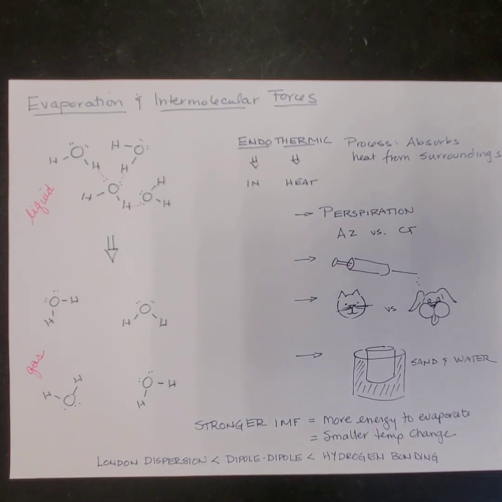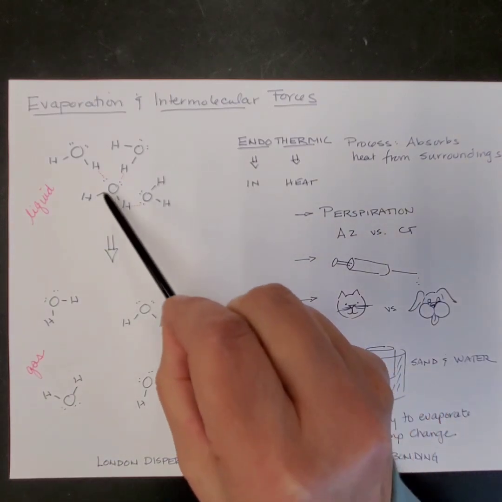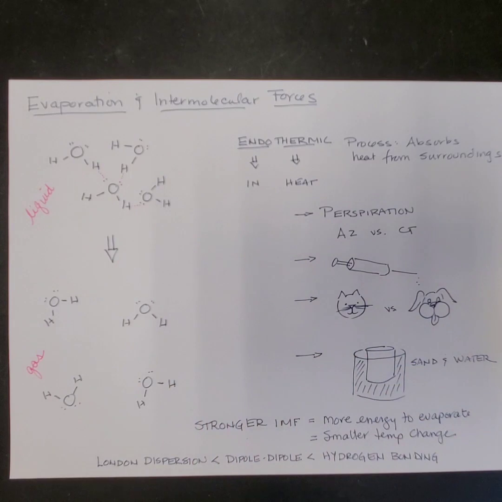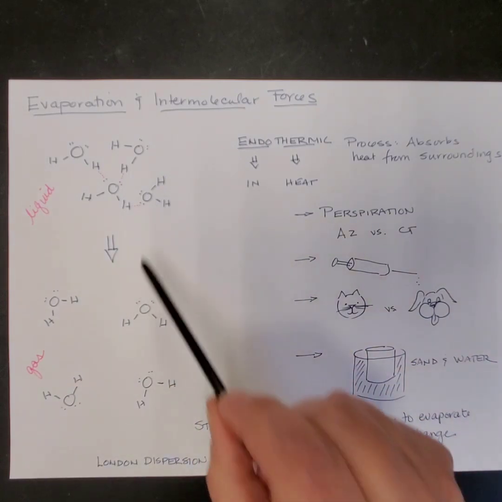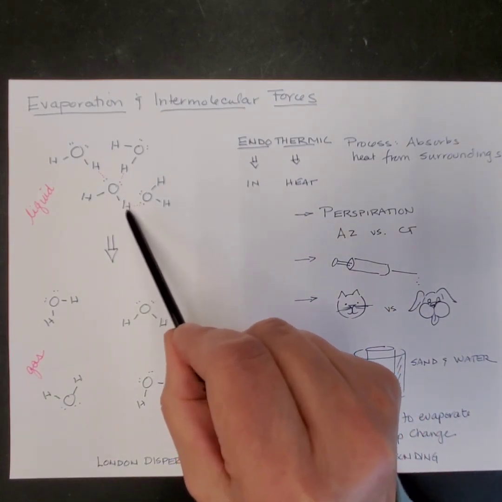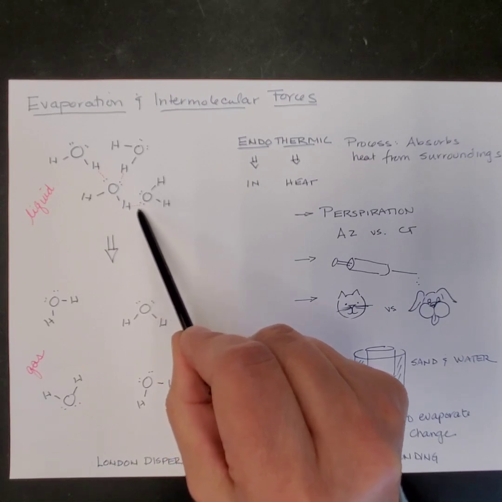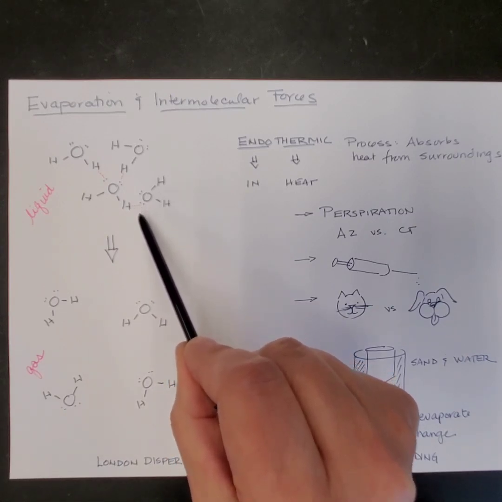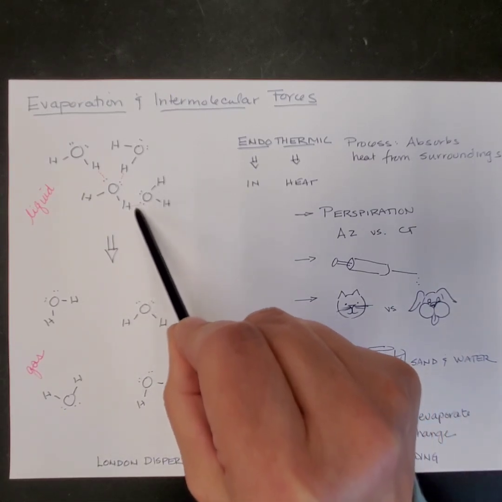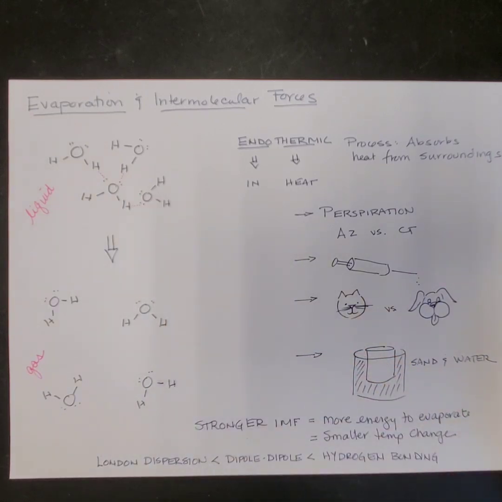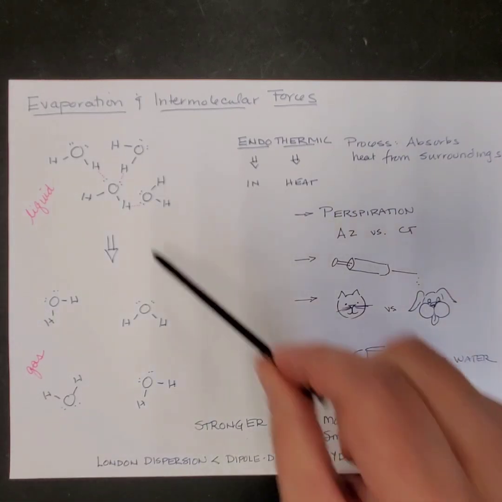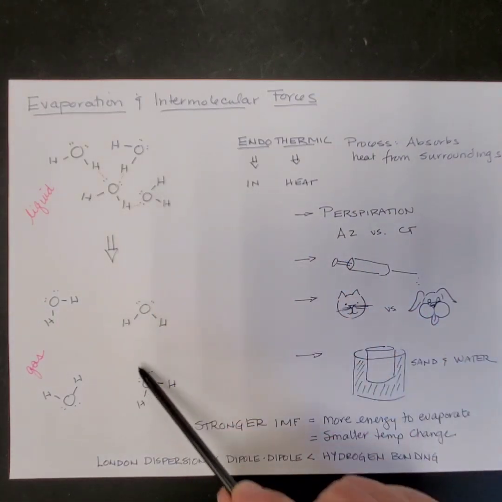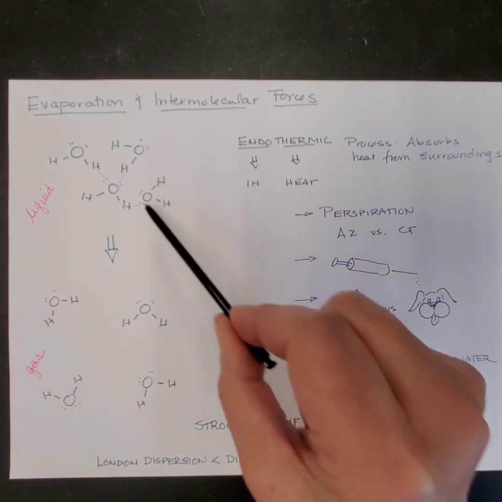And remember, water has hydrogen bonding because oxygen and hydrogen have a very large difference in electronegativity. We get a very positive hydrogen, and that hydrogen is going to be attracted to the lone pair on a neighboring oxygen. Now this pink right here is the intermolecular force. Inter meaning between molecules.